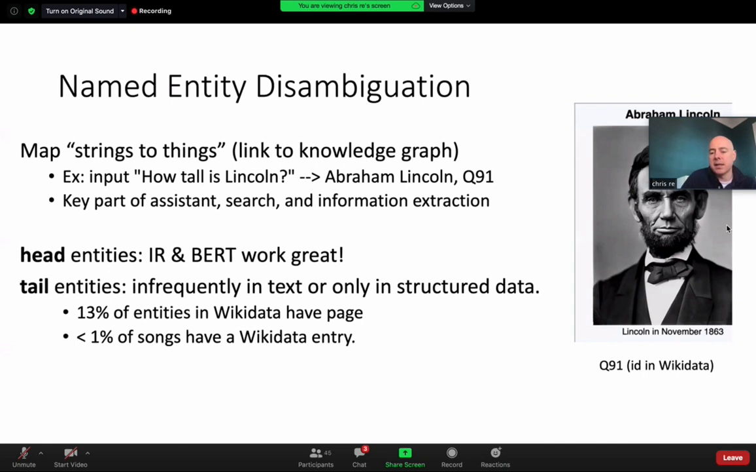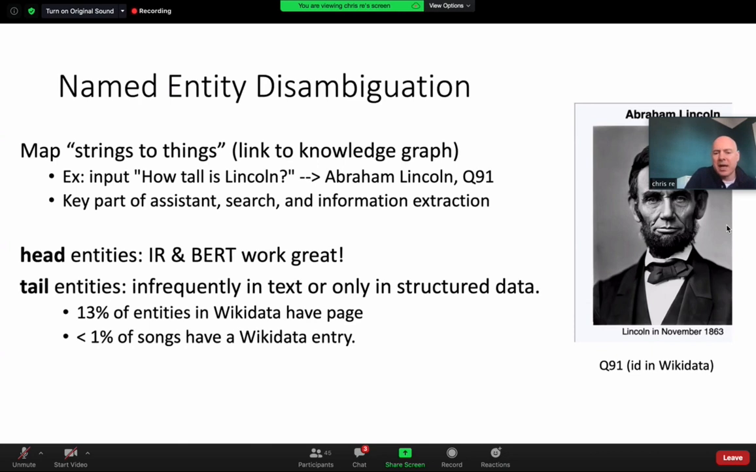These are entities that appear only infrequently in text, or maybe only in structured data. For example, only 13% of entities in Wikidata have a corresponding Wikipedia page, and fewer than 1% of songs in MusicBrainz have a Wikidata entry. So there are all these structured objects that a human could rightly refer to, but somehow they're not represented in these frequent textual forms that we'd like to be able to use to perform this disambiguation task.